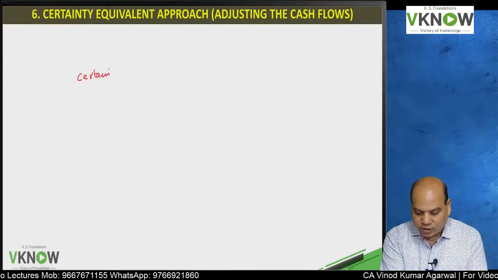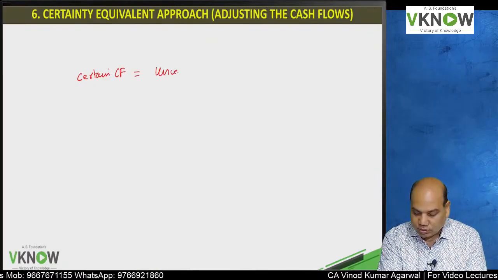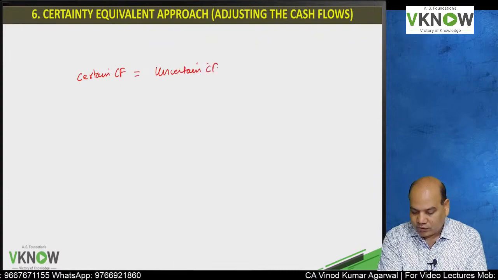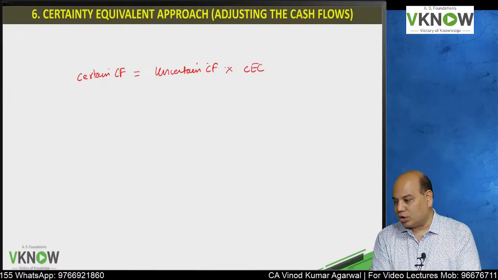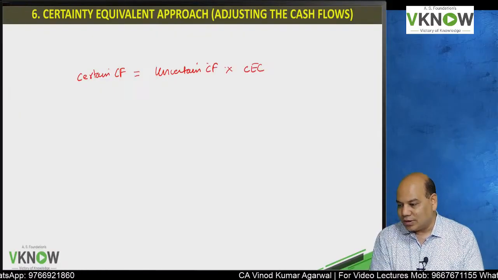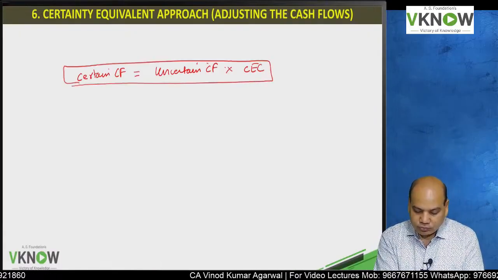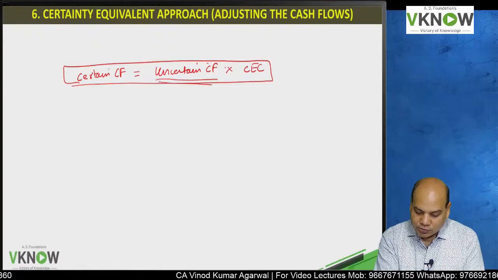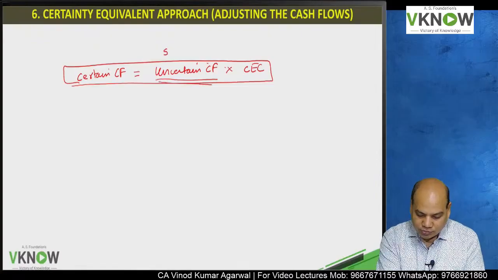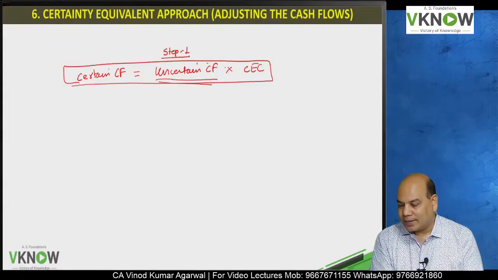So how do you get certain cash flow? You will get certain cash flow by multiplying uncertain cash flow into certainty equivalent coefficient. Very good, Divya. You will get 92,900. So this is the formula to convert uncertain cash flow into certain cash flow. So this will be step 1 in our answer. Convert uncertain cash flow into certain cash flow.